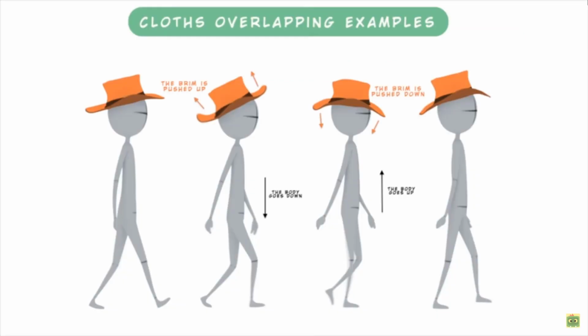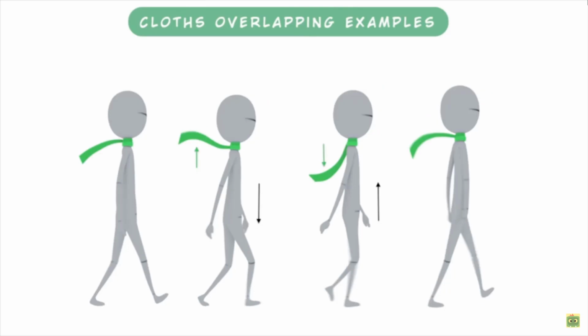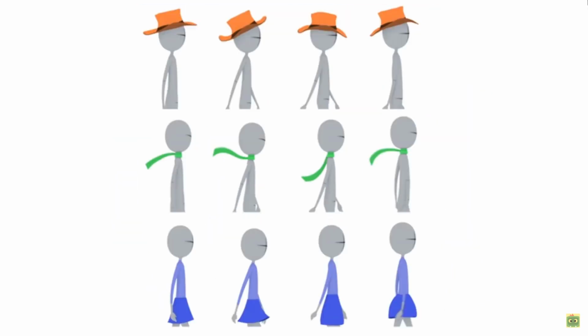Another situation where you need to apply this principle is when your characters have some clothes, like a hat, a scarf, a coat, or a skirt. These elements will have the follow-through and the overlap just like the body parts. The body movement drags these elements and they will react in different ways, depending on the type of clothes, the material's weight, and the speed of the movement.